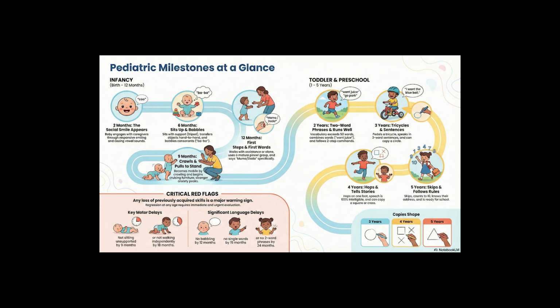And the red flag here isn't absolute. No social smile by 2 to 3 months is a major problem. You have to think about vision, global delay, or even very early signs of something like ASD.